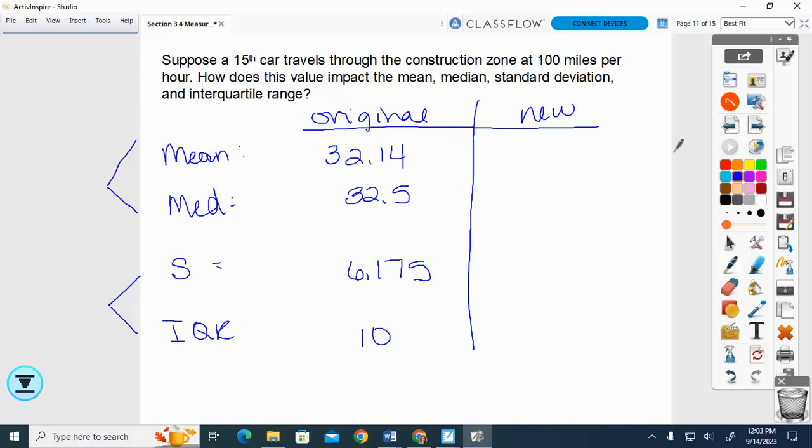Okay, let's go see. So go to your stat edit. On your L1, just go down to the bottom. And on the 15th value, enter a 100. And then we can calculate one variable statistics. So the mean is 36.67.